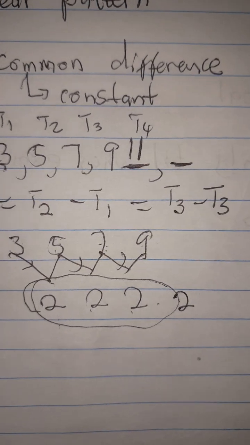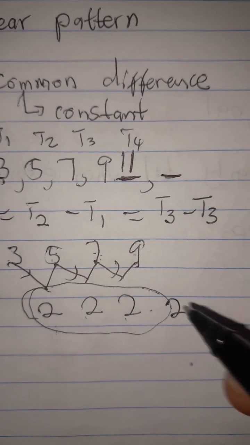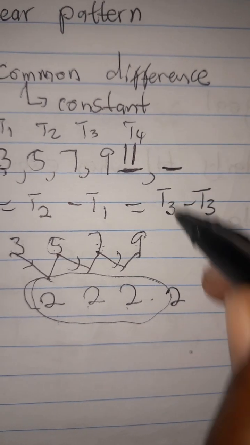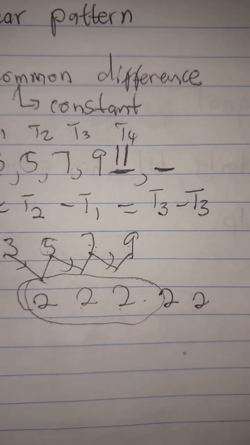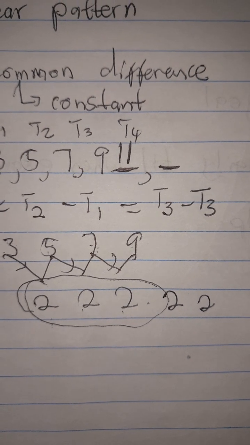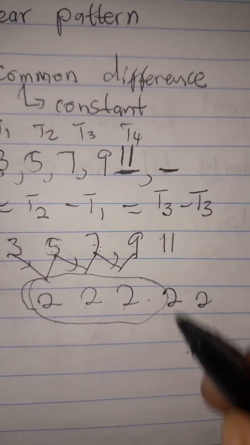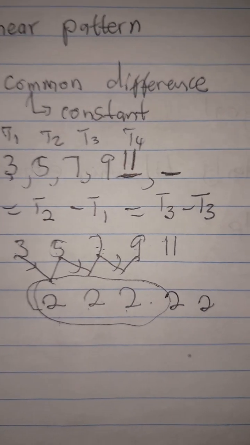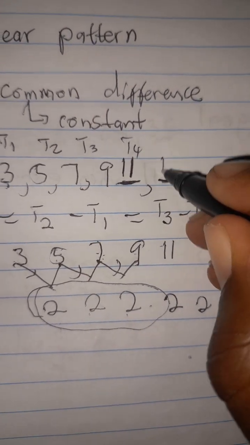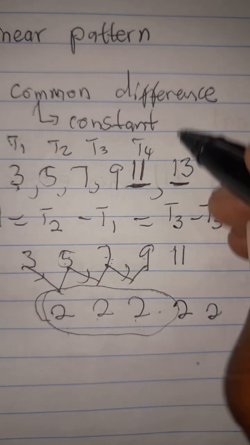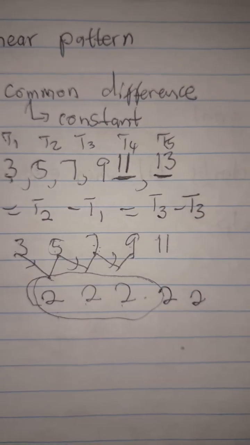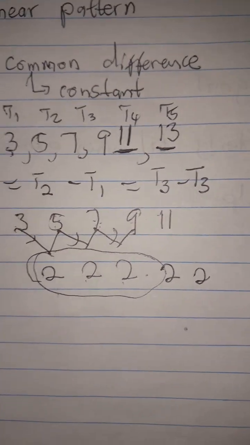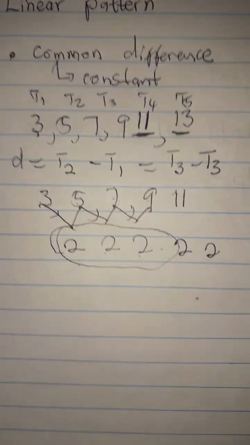Hope you saw, guys. For the term that follows term 4, which is term 5, we also have the constant difference of 2. Remember we're having 11 now, so it's going to be 11 plus 2, which is 13. So we are having 13 as our fifth term. This is how a linear pattern works.